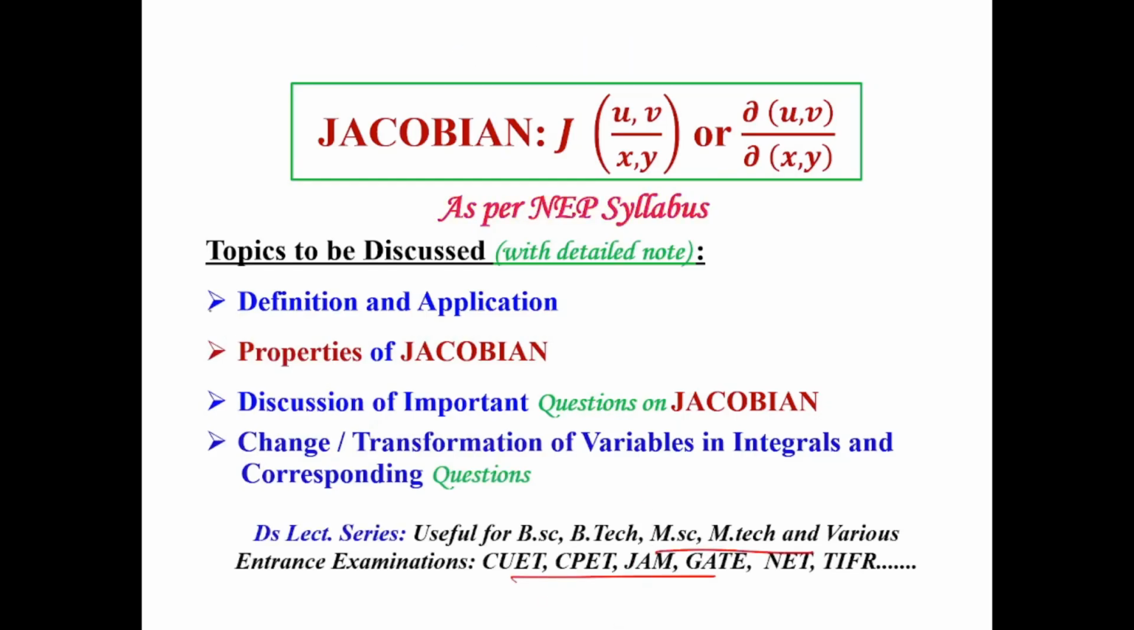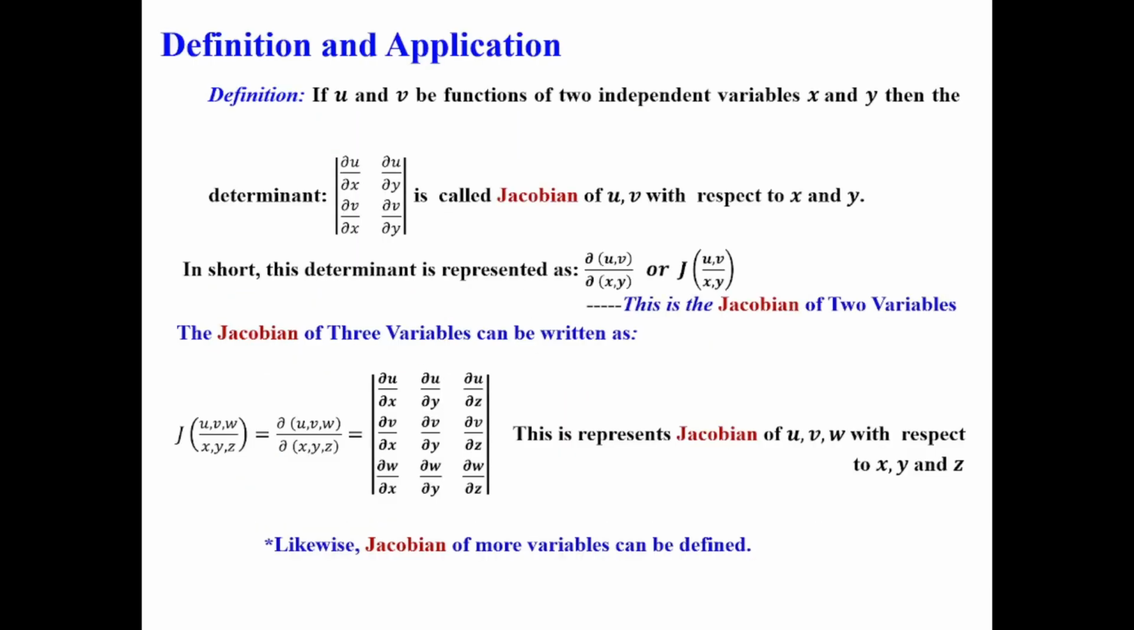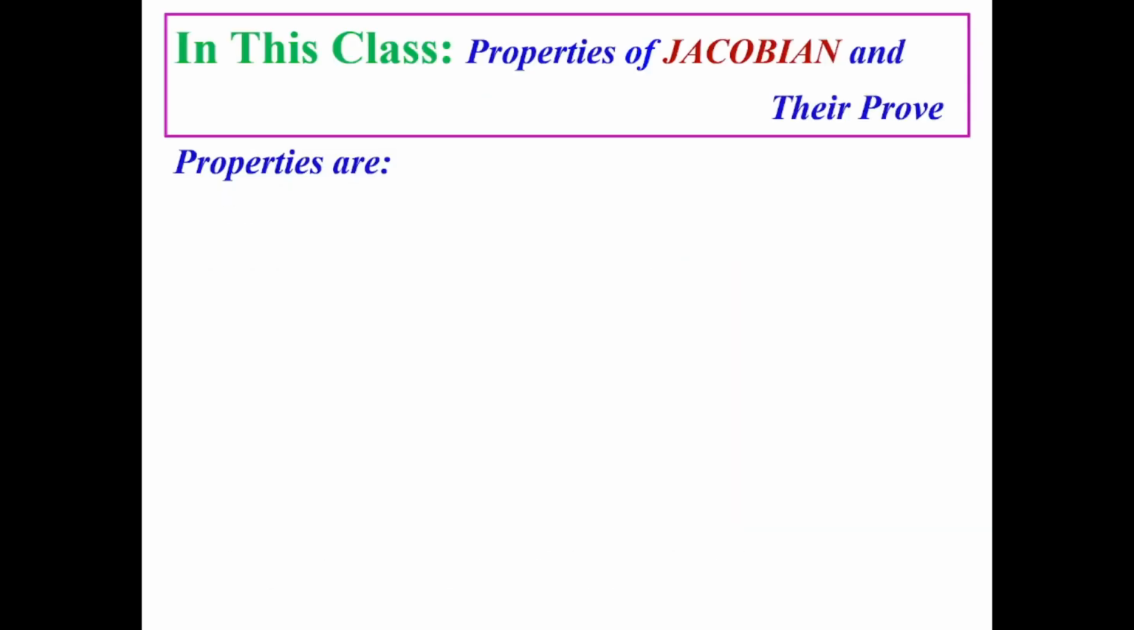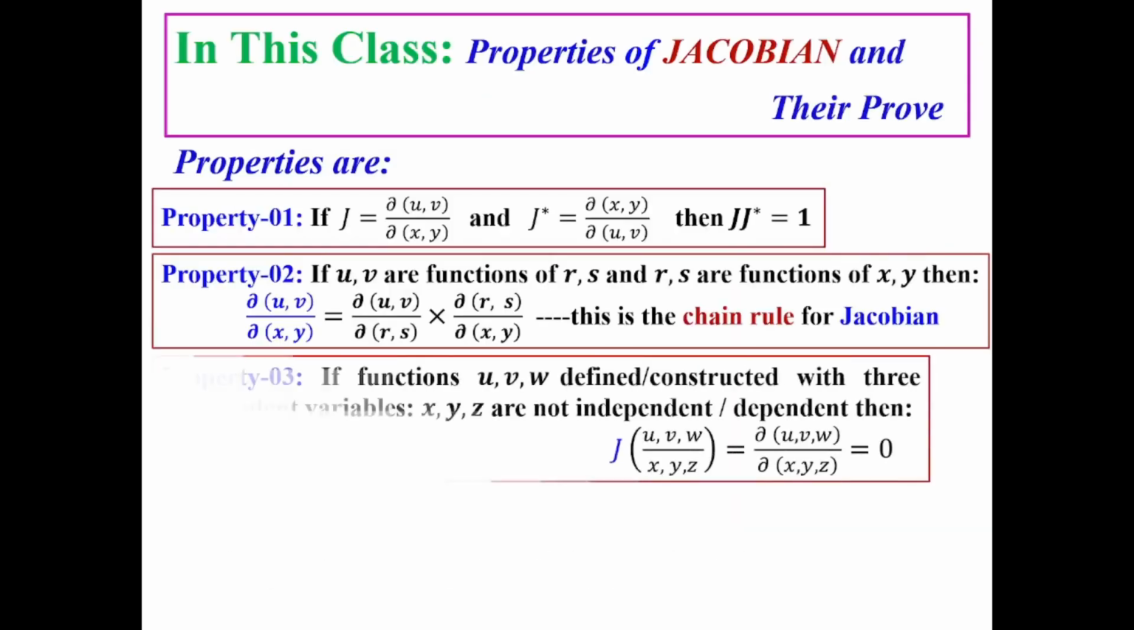In our last two classes, we discussed the definition and application of Jacobian, and the first and second properties of Jacobian and their corresponding proof. In this class, we are going to discuss the third and fourth properties of Jacobian and their corresponding proof. Okay, so let us start. The definition and application of Jacobian were discussed in our first class. In our last class, we discussed the first and second properties of Jacobian and the corresponding proof.